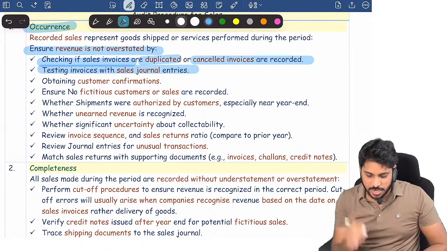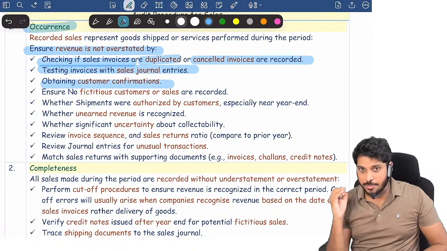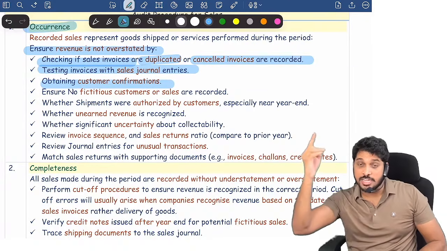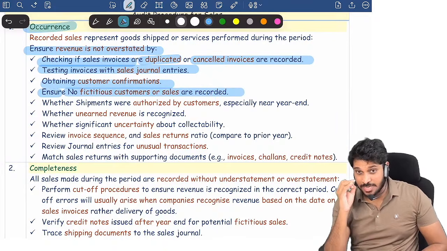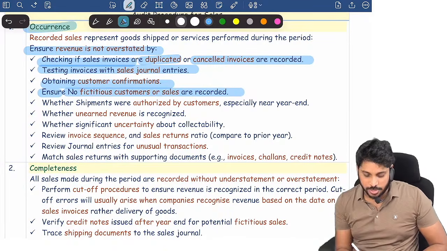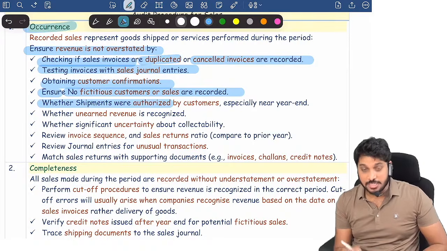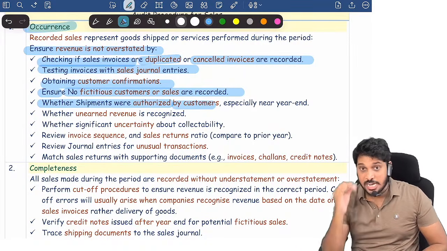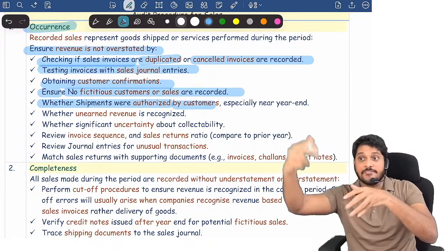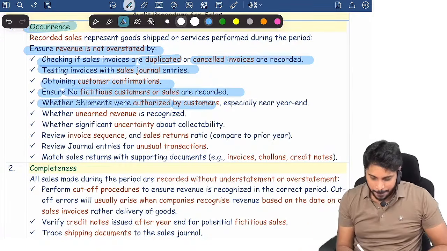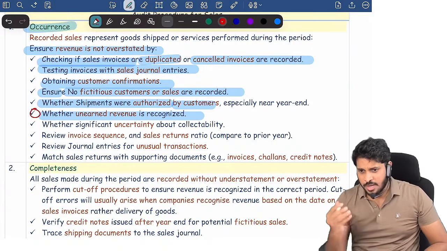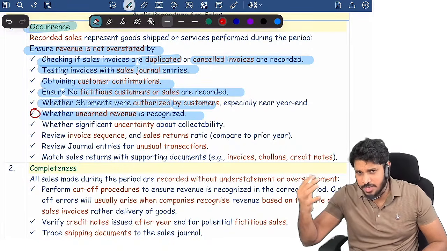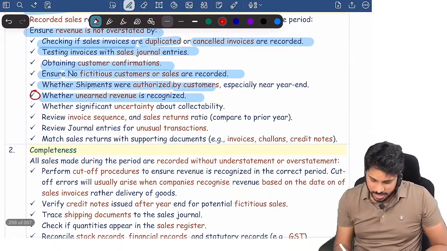And see the journal entries. Get customer confirmation for sales. If you have a doubt, get third party confirmation. Ensure no sales to fictitious customers are recorded. And see that shipments, meaning deliveries, were authorized by customers. We deliver goods, right? We should receive delivery confirmation from the customer. And check whether unearned revenue is recognized. Unearned revenue means we didn't deliver the goods, but we recognized the revenue.